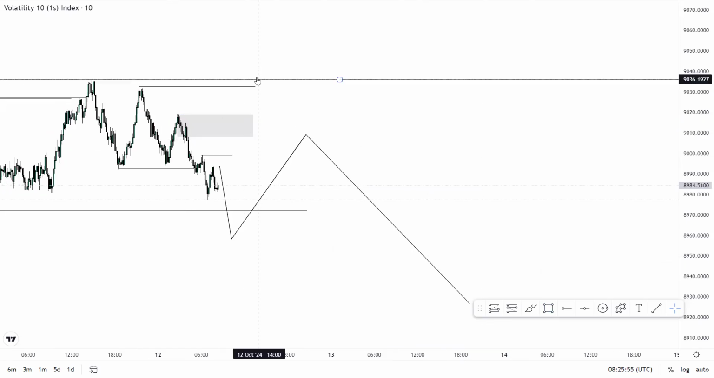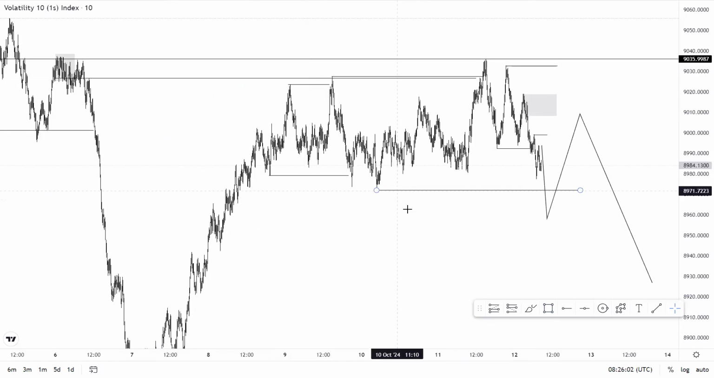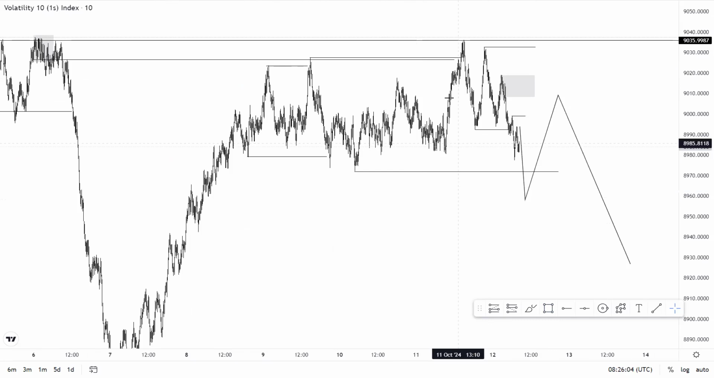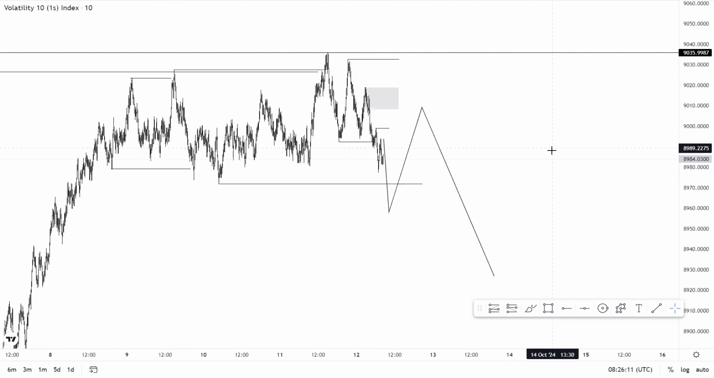But if market comes back and breaks this high, once this high is broken, I'm going to mark out this low as my projected inducement. I'm not going to continue buying from this area. So I'm going to wait for market to take this low, then buy continuation. And that is it for Volatility 10 (1s).